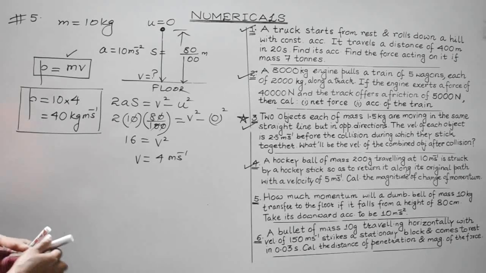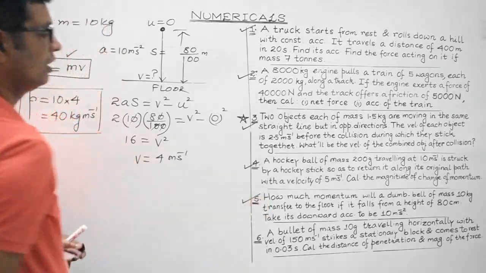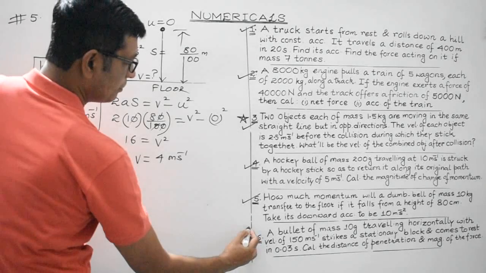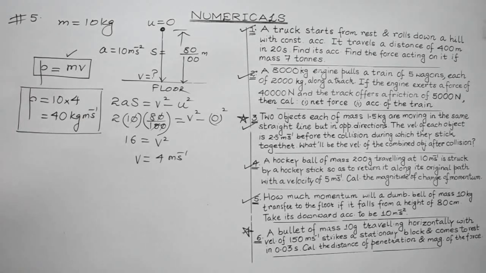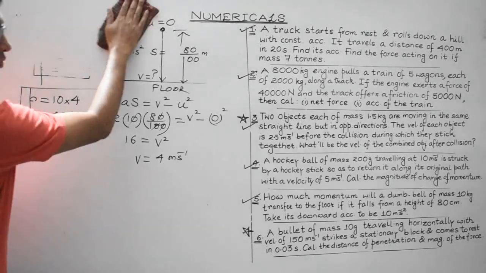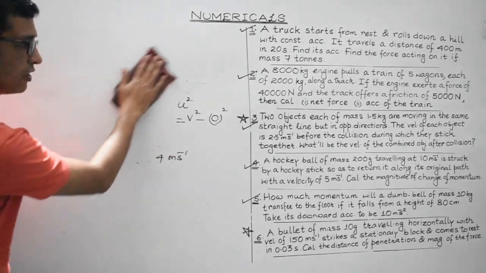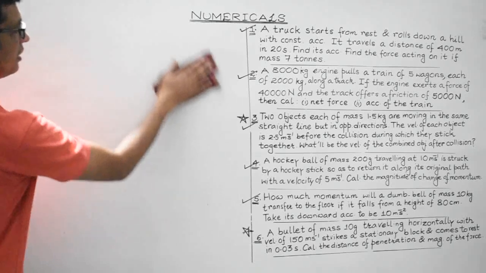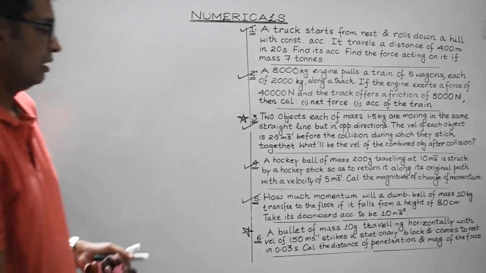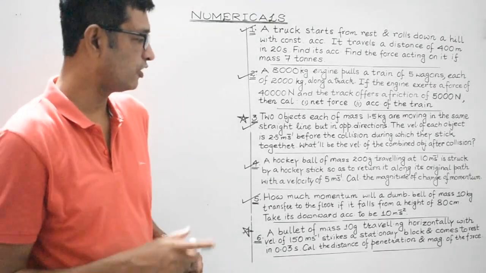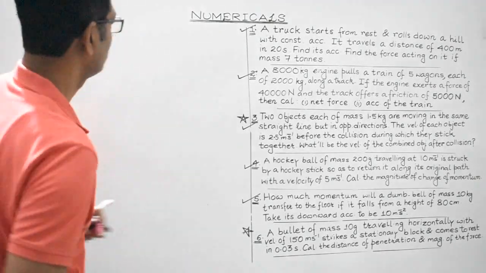Okay, let's discuss, the fifth question is also over. Let's discuss question number 5. Fifth one is also a pretty important one. It's the case of a bullet of mass 10 kg which is traveling horizontally with a velocity of 150 meter per second and it strikes a stationary block and obviously it will come to rest in 0.03 seconds. We are supposed to calculate the distance of penetration and the magnitude of the force, right?